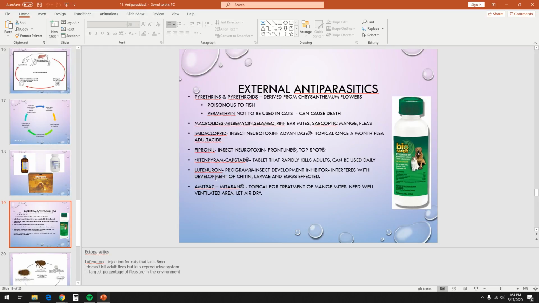Mitaban or Amitraz, topical for treatment of mange mites, need a well-ventilated area, let dry. We can see some upper respiratory issues being caused by this. I've never used Mitaban. I've heard about it. We have also used Revolution before for sarcoptic mange as well.